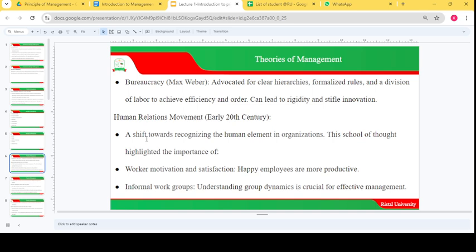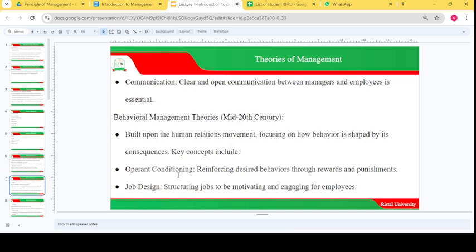Another theory we have is the human relations movement, which was formed in the early 20th century. Under it, we have a shift toward recognizing the human element in organizations. These schools of thought highlighted the importance of work motivation and satisfaction. So happy employees are more productive. And then we have informal work groups. Understanding group dynamics is crucial for effective management. And then we have communication. We see that clear and open communication between managers and employees is very essential.